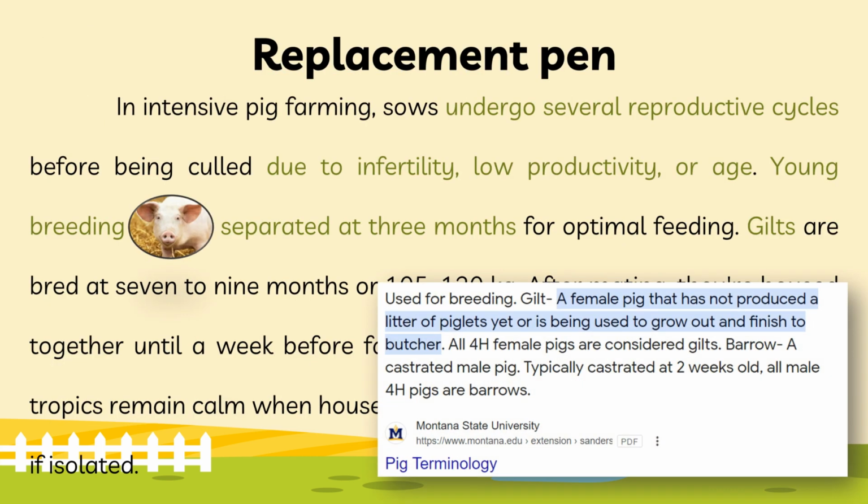In intensive pig farming, sows undergo several reproductive cycles before being culled due to infertility, low productivity, or age. Young breeding stock is separated at 3 months for optimal feeding. Gilts are bred at 7 to 9 months, or 105 to 120 kilos. After mating, they're housed together until a week before farrowing or kept separately. Boars in the tropics remain calm when housed with others but may become aggressive if isolated.